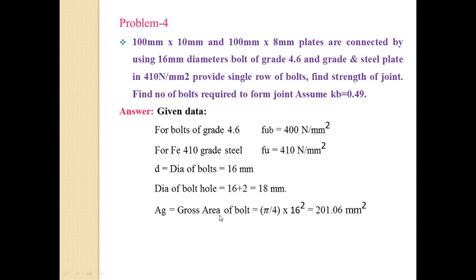Gross area we can calculate by pi by 4 into d square. D is 16, so the gross area is 201.06 mm square. So net area is 0.78 multiplied by gross area. Multiplying 0.78 into gross area 201.06, we get the value 156.82 mm square.